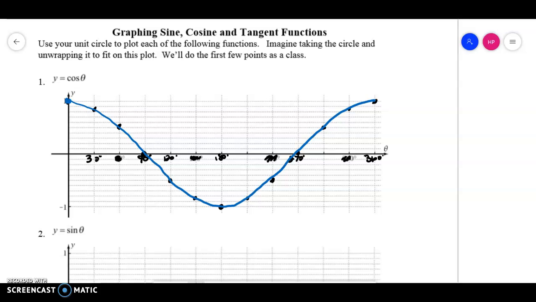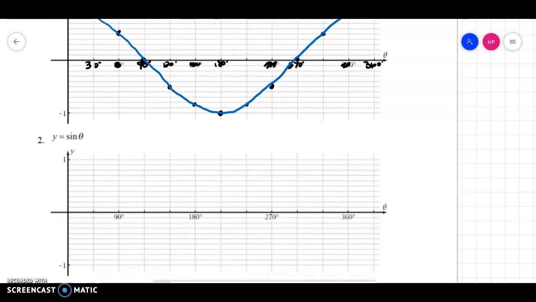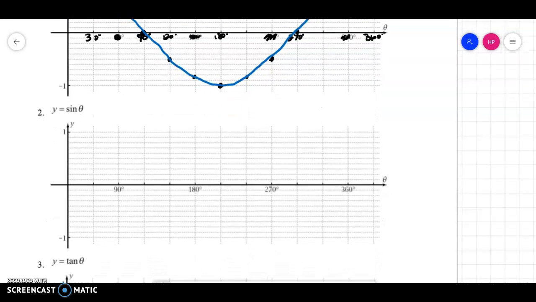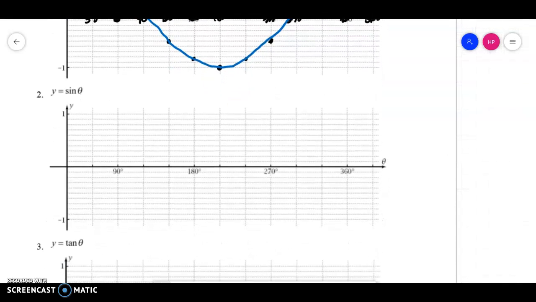Now, sine uses a lot of the same numbers, except it doesn't happen at the same time. And so if I again do my little fix here so that I'm counting off in 30-degree increments.